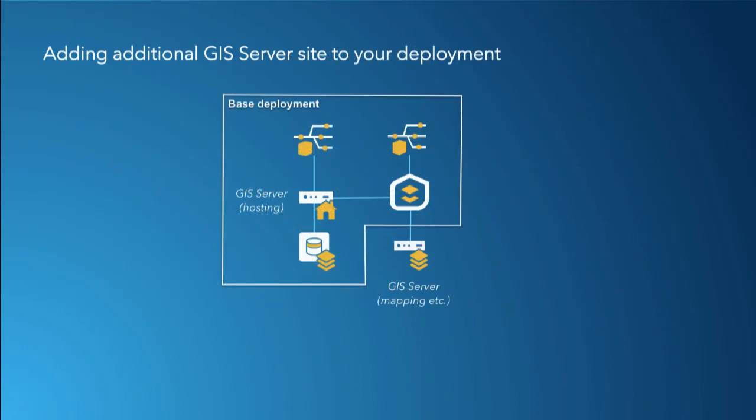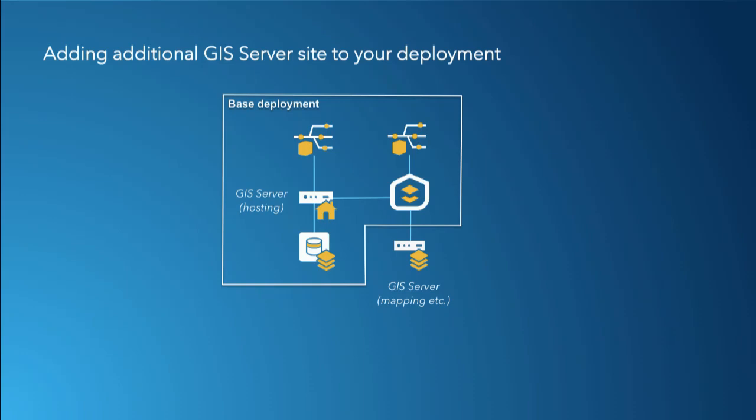The way that looks on a logical system architecture diagram is something like this. You've got your base deployment, those web adapters, the portal, the hosting server, your data store. And then you're simply adding another ArcGIS server site. You're not adding machines to the hosting server, the site that's already there. You're creating a brand new site.